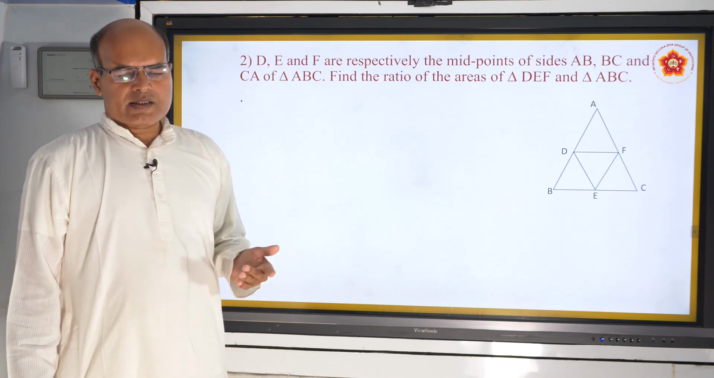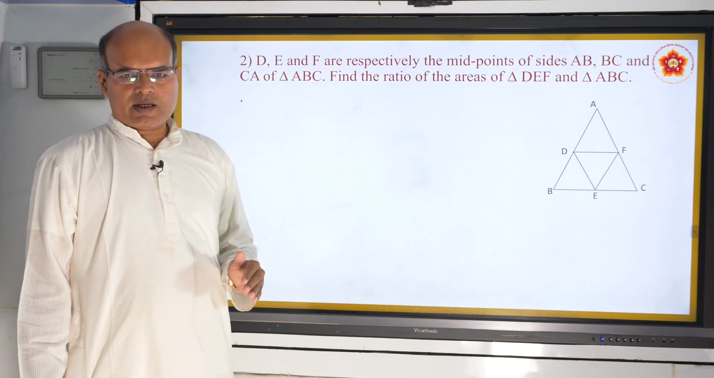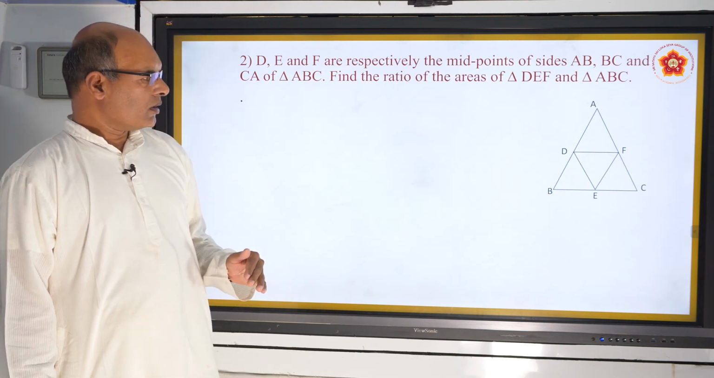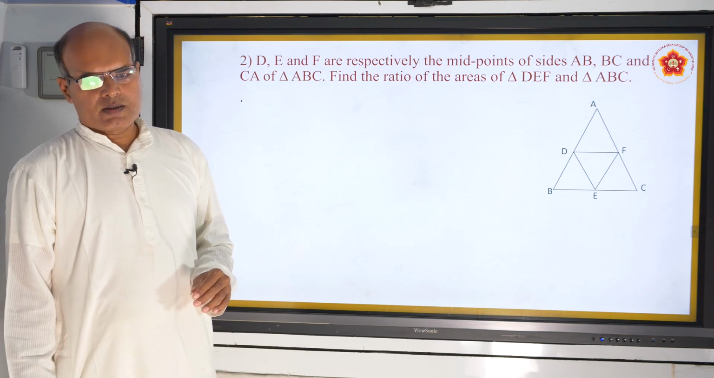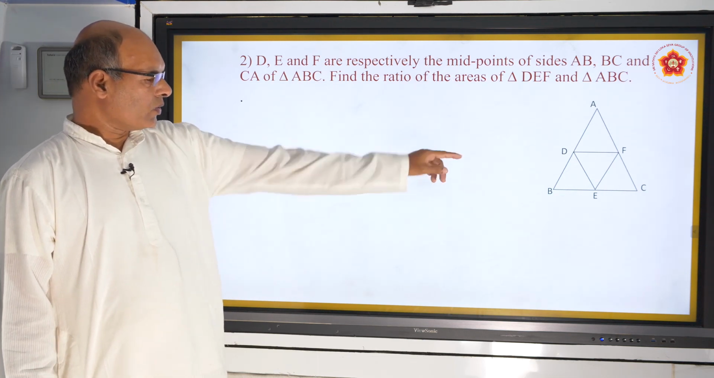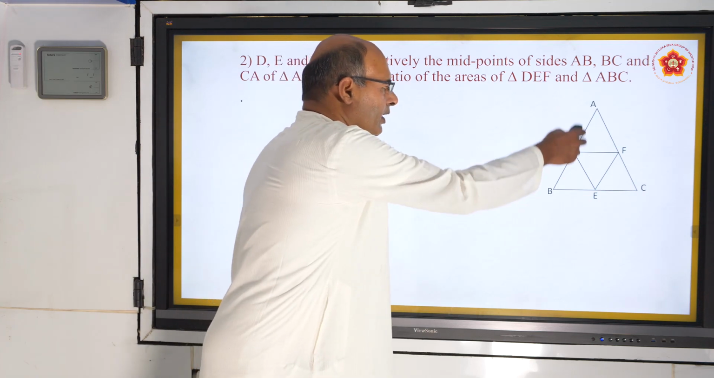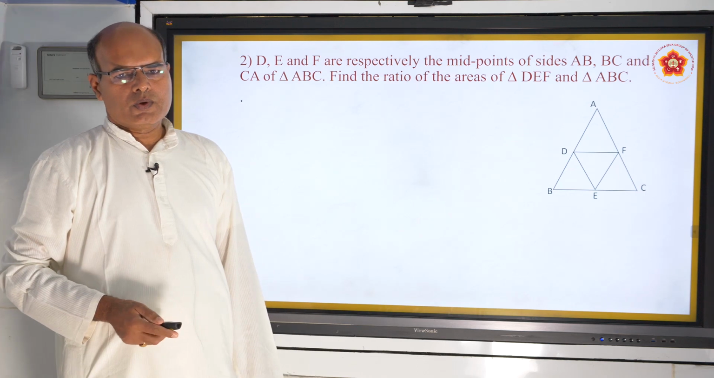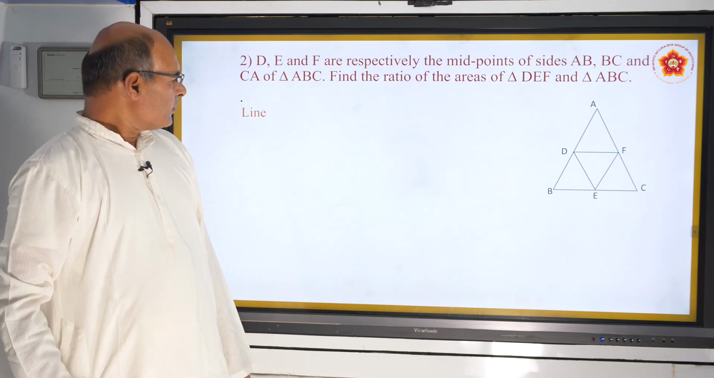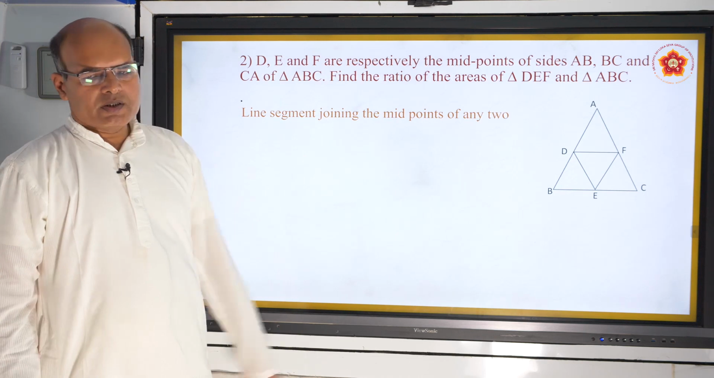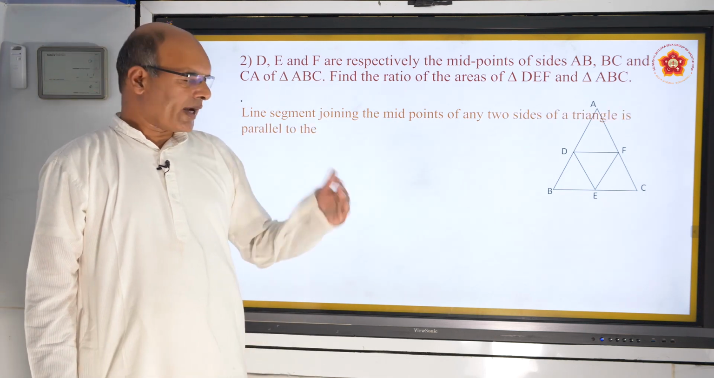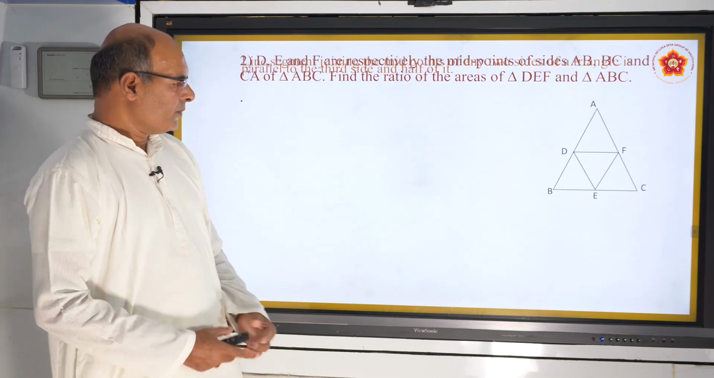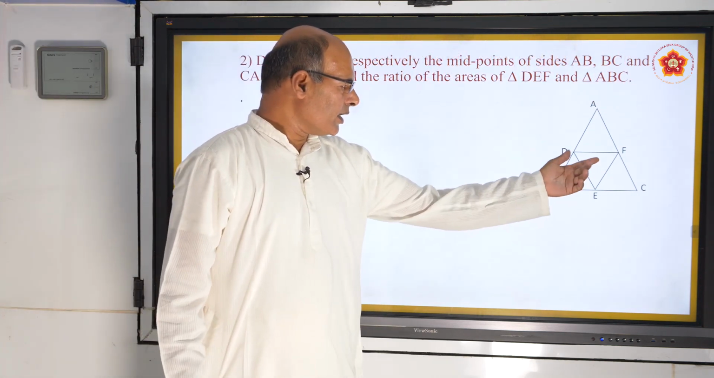Theorem 2.6 says, if the triangles are similar, then their areas are in the ratio of the squares of their corresponding sides. So for that, here we have to prove that triangle DEF and triangle ABC are similar. How can you prove? So we know that a line segment joining the midpoints of any two sides of a triangle is parallel to the third side and it is half of the third side. So here take any one, DF or DE or FE.